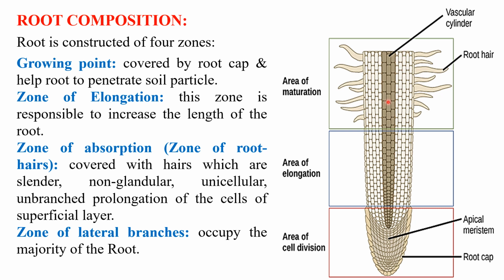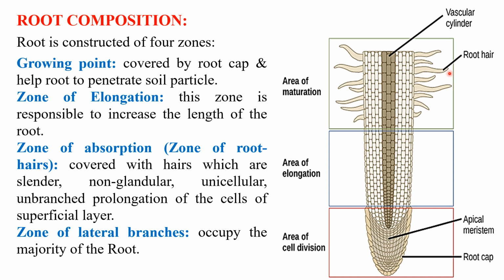The third zone is the zone of absorption, also called the root hair zone, consisting of epidermal protrusions known as root hair, which we will discuss in the next slide in the structure. But here what we will say in this part is that these root hairs are responsible for absorbing water and nutrients from the soil. They are non-glandular unicellular hairs or prolongations from the epidermis.